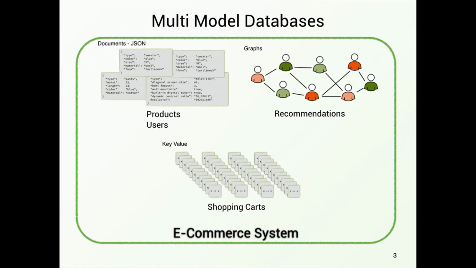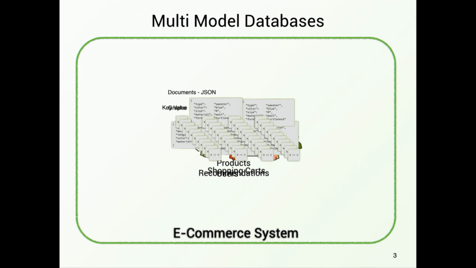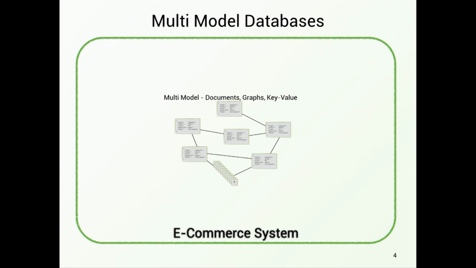And now comes the idea of a multi-model database. A multi-model database does not separate these data models, but puts them all together into one technology and allows you to actually store JSON documents, key-value pairs, and interconnect everything together in a graph. And that means for an e-commerce system, we can just use one multi-model database as the back end.